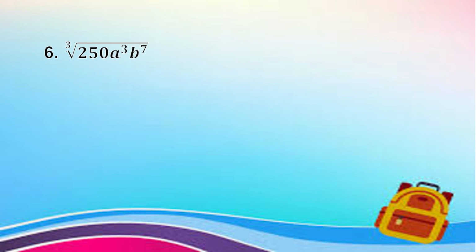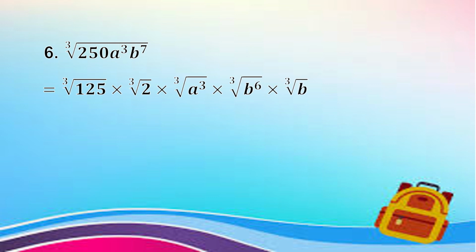Number 6, we have the cube root of 250 a raised to 3 b raised to 7. So, we have the cube root of 125 times the cube root of 2, because 125 times 2 is equal to 250, and 125 is a perfect cube. Then we have the cube root of a raised to 3 times the cube root of b raised to 6, since 6 is divisible by 3. So, one b will remain, since our b is b raised to 7, so b raised to 6 times cube root of b.